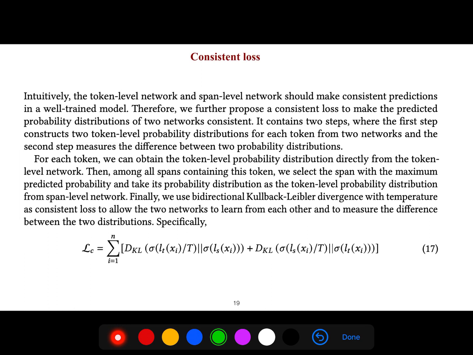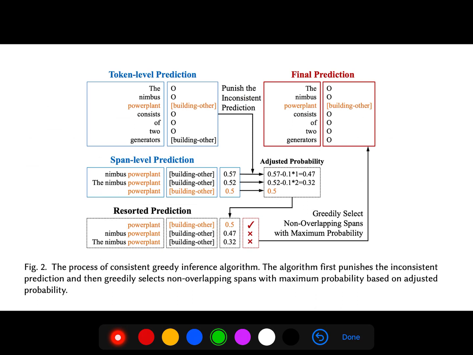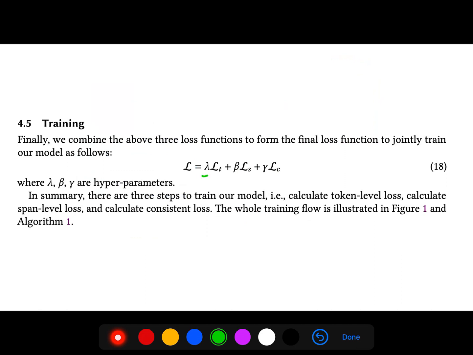And for consistent loss, we just use KL divergence, as I said, between token and span, and from span to token. They do it in order to reduce some kind of bias and to make it more symmetric. And now you combine and you get your final prediction, because this token is other, this token belongs to this category of building other. So your training is, as I said, you have some hyperparameters. You can play with that to get different results for training and accuracy.